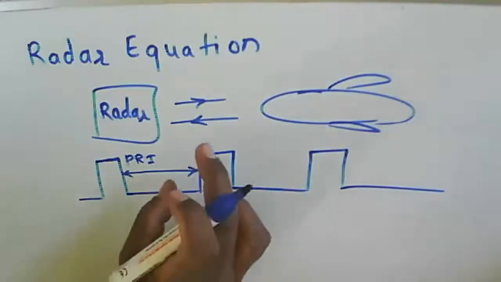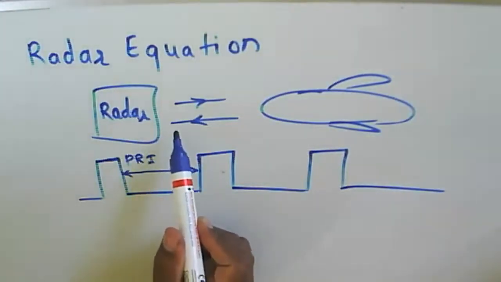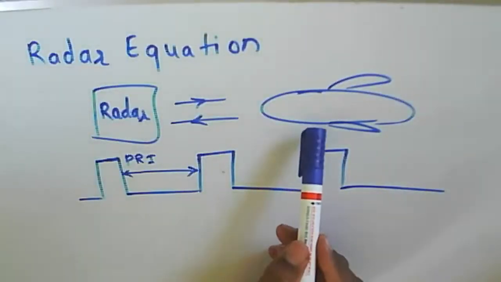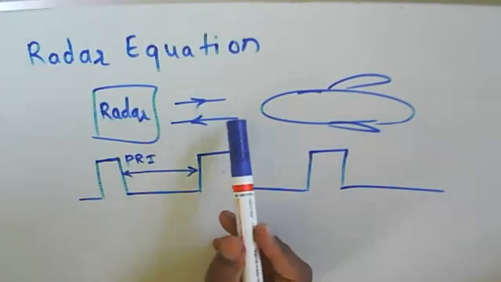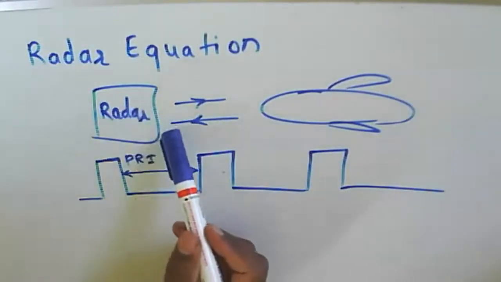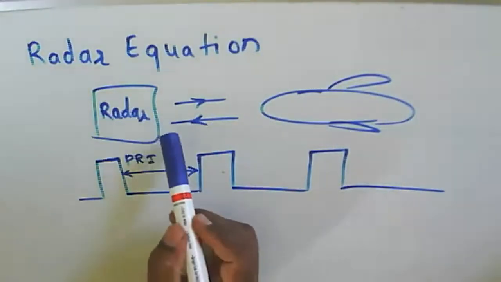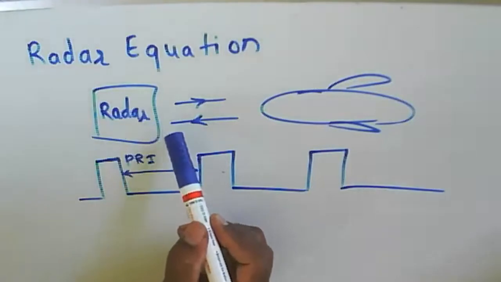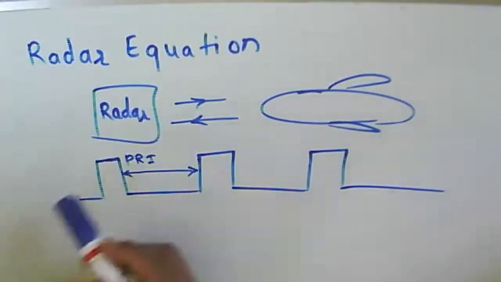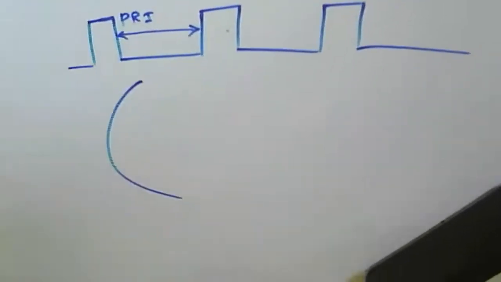Then we need to know how many pulses are transmitted from the radar to the object, and how many pulses or echo signals are received by the radar from the object. It depends upon what type of antenna we are using here. It means the antenna is scanning.